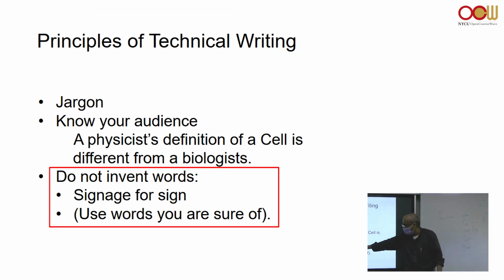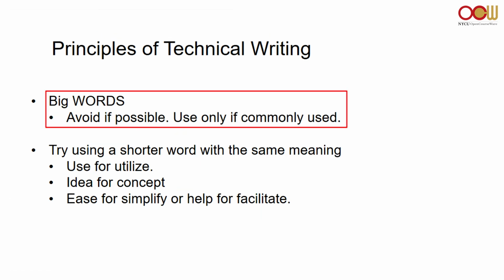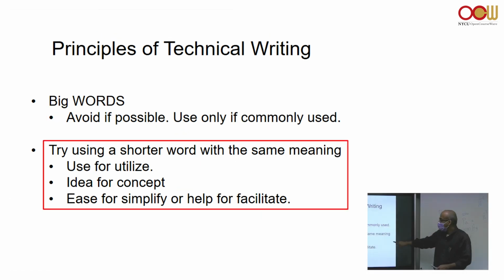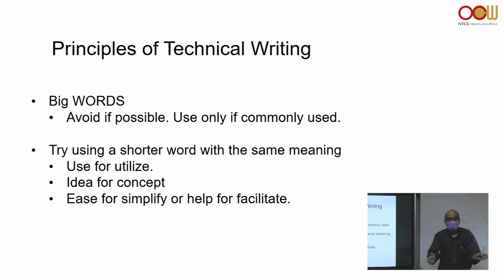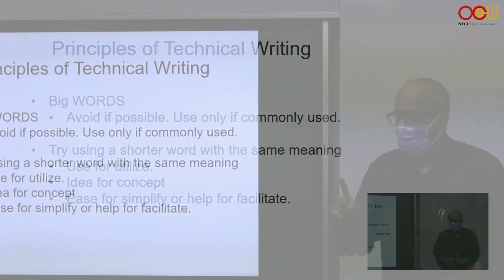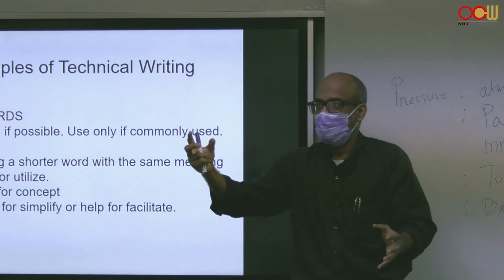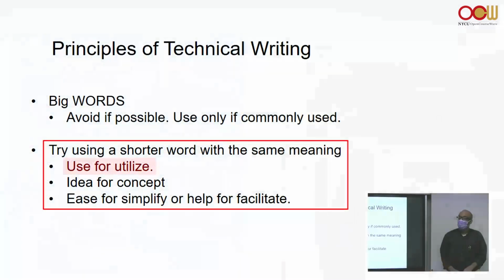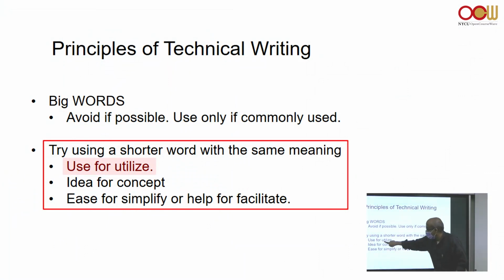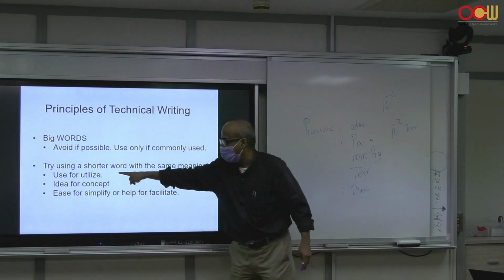Do not invent words. Use words you are sure of. Big words, of course, we don't want to use. Try using a shorter word with the same meaning. We are trying to write concisely. So you see, of course, our first goal is, if I have a group of words, let's say 3 or 4 words, and I can make it into one, very good. Even if I have one word, and I can shorten it, say 7 letters, I can use that. That's better. The whole length of the writing comes down. So you need a little bit of vocabulary to do that.